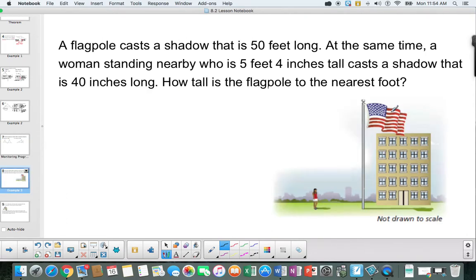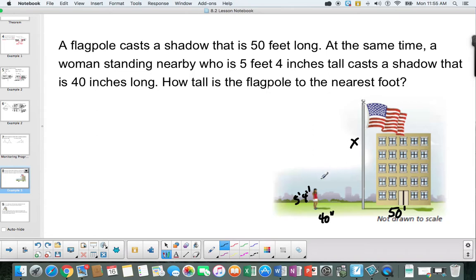It's a problem in which we are faced with kind of a realistic problem. We have a pole. We have no idea how tall that is, but we do know its shadow is 50 feet. We have a girl who is 5 feet 4 inches, and her shadow is 40 inches. And we would like to figure out the height of the pole.